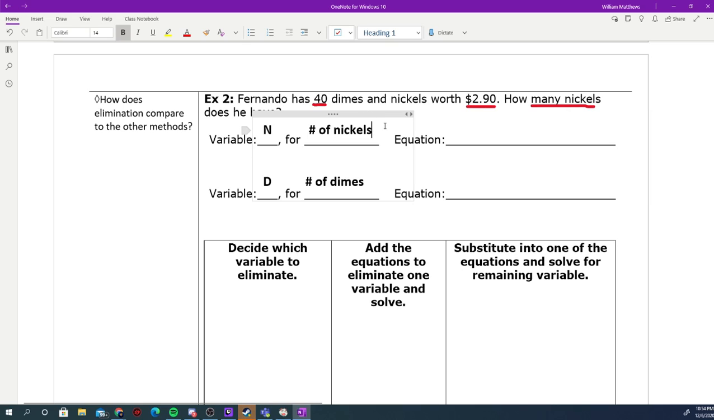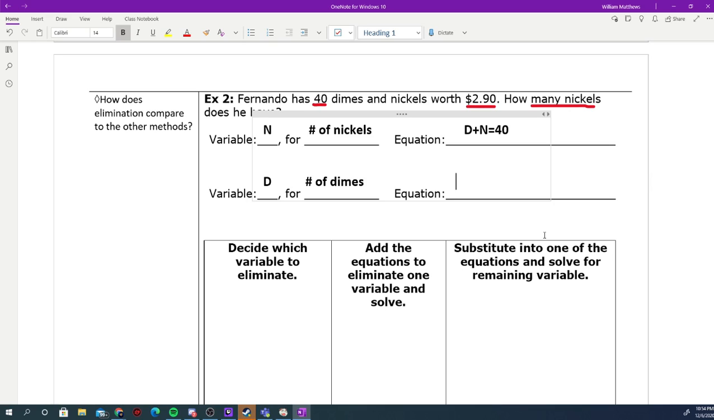Now, equation-wise, whenever we're giving a total amount, we can just add what they are talking about together. This will be our dimes and our nickels should add up to equal 40. When they give us a cost, we'll add them up together, but with their rates, each variable's rates.